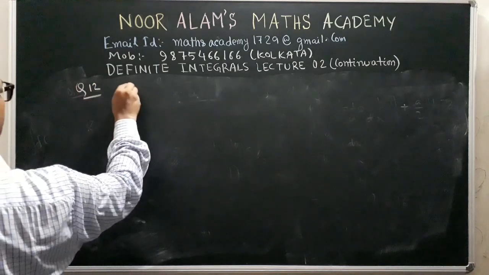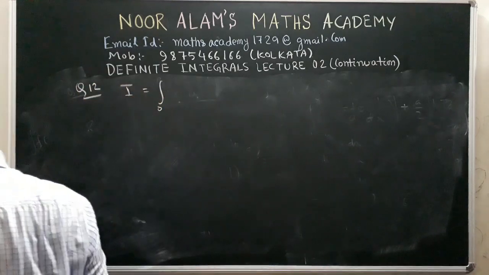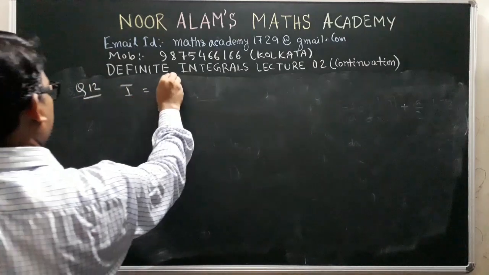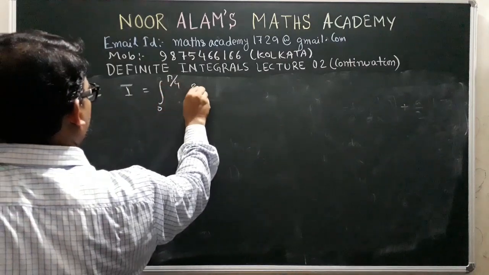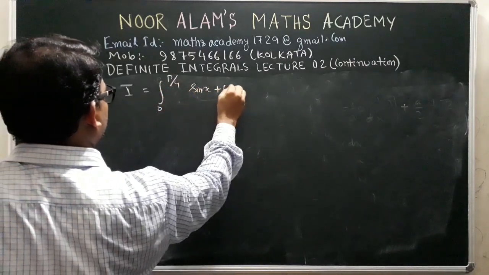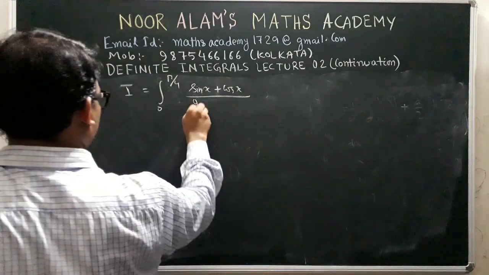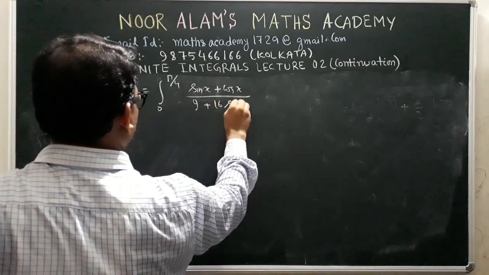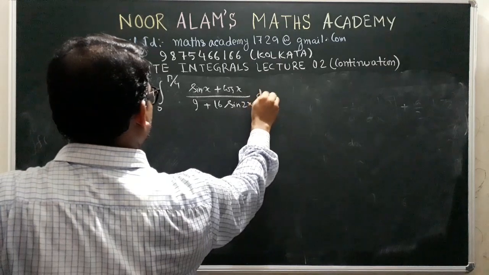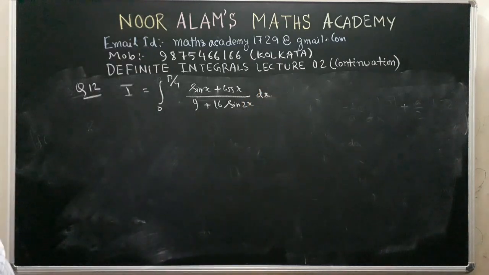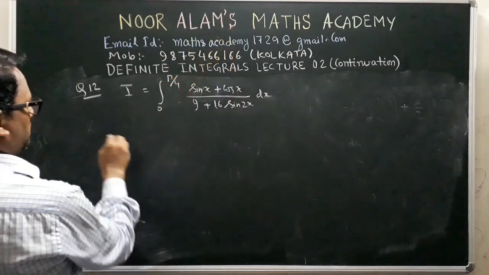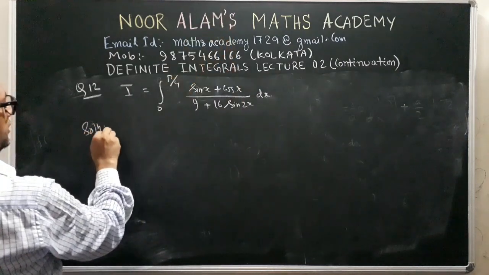Question number 12. I is equal to the integral from 0 to pi by 4 of (sin x plus cos x) divided by (9 plus 16 sin 2x) dx. We have to find the value of this integral. So we can do one thing: here we apply one special substitution like this.